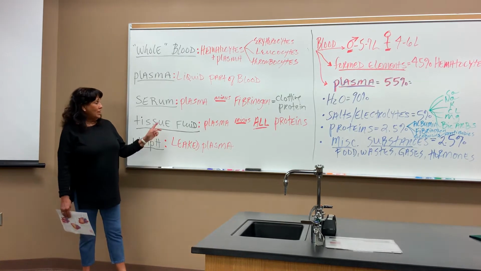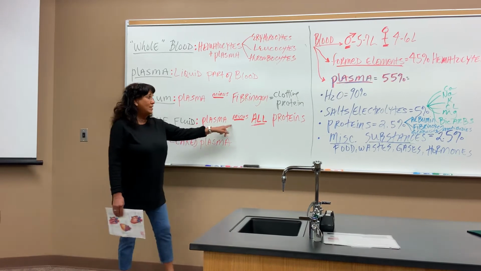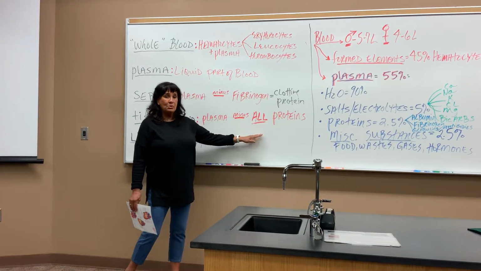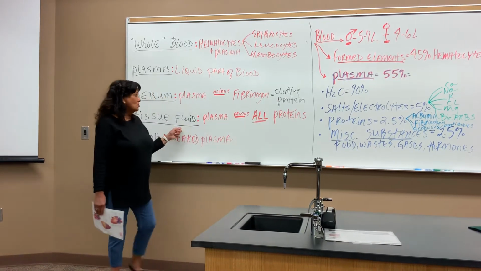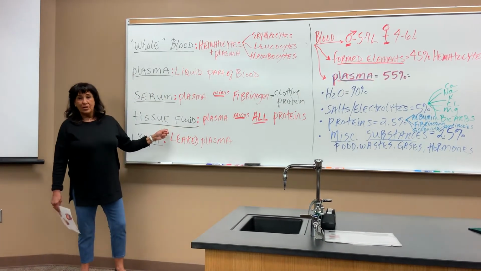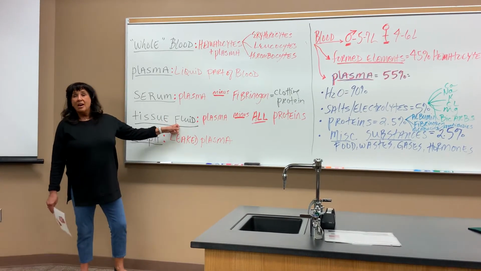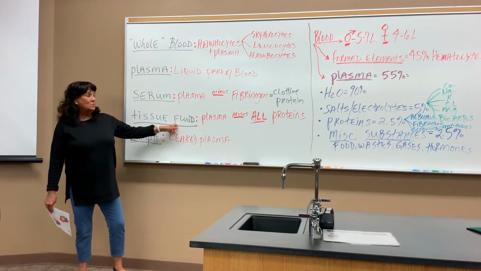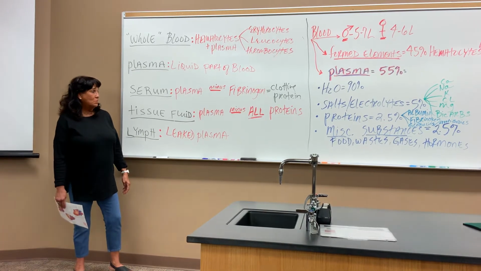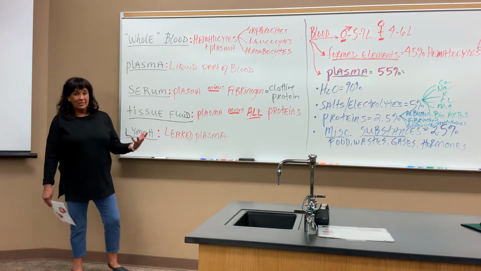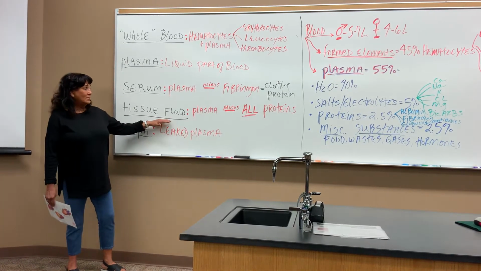Then we have the term tissue fluid. Tissue fluid is plasma minus all proteins. No proteins at all. Why don't you want any proteins? Because tissue fluid is used in organ transplants. Your chances of rejection of the organ are much less because you're not adding new proteins into the person's body, so you'll make fewer antibodies for rejection purposes. So that's tissue fluid.